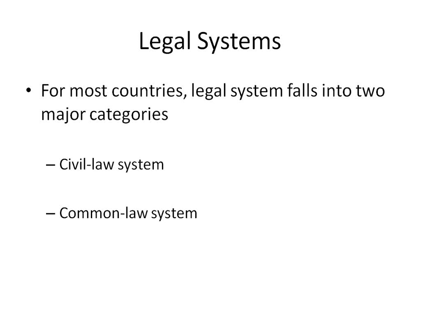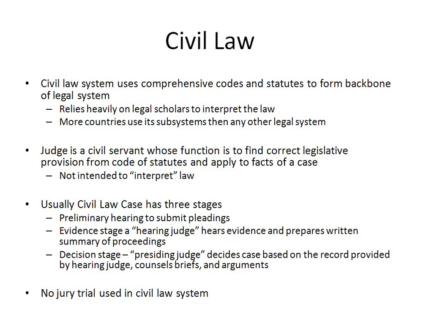So now we go into legal systems, and we're not going to spend too much time on this. I'm not sure really how many questions will be on there, even though they put that in the objectives. But the two categories you mainly need to know are civil law systems and common law systems, and you'll just want to know the difference between the two. Under a civil law system, it uses comprehensive codes and statutes to form a backbone of the legal system, and in this case relies heavily on legal scholars to interpret the law. And more countries use its subsystems than any other legal system, which I didn't realize. I would figure common law would have been more common, but the civil law system is the one used most.